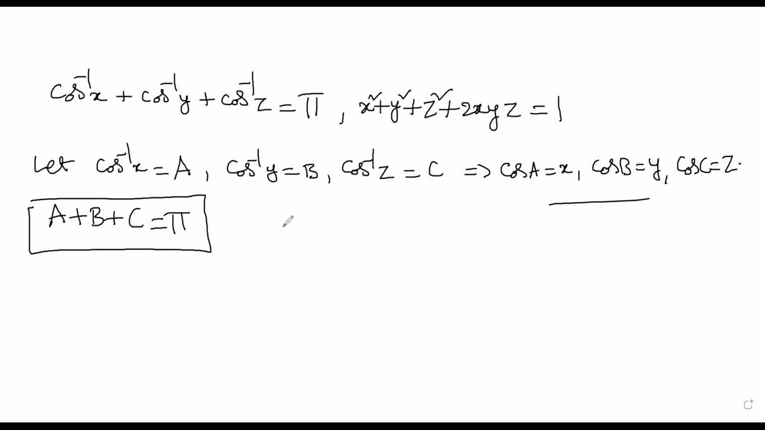So let's consider the LHS part. LHS part is x square plus y square plus z square plus 2xyz, equal to 1. So let's put the LHS. My x is cos A. So x square is cos square A plus cos square B plus cos square C plus 2 cos A cos B cos C.